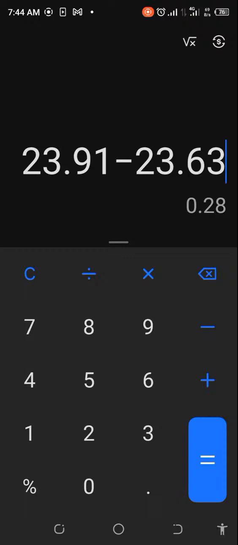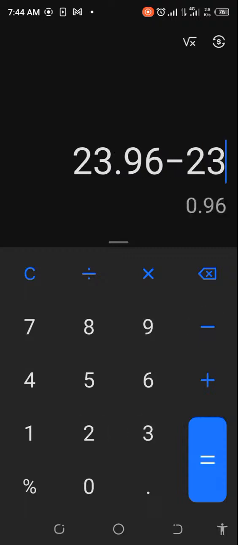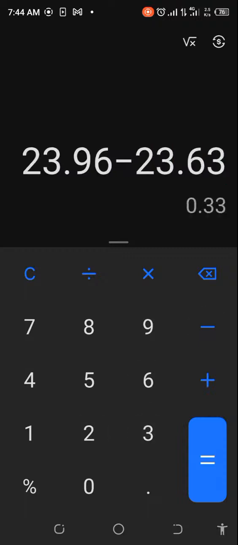We started out this trade with 23.63. Now what do we have? We've got 23.96 minus 23.63. You can see that we actually made profit in the process of this trade. We made 33 cents. Now, what is 33 cents? That's obviously over 1%. Let's check that out in terms of the calculations.